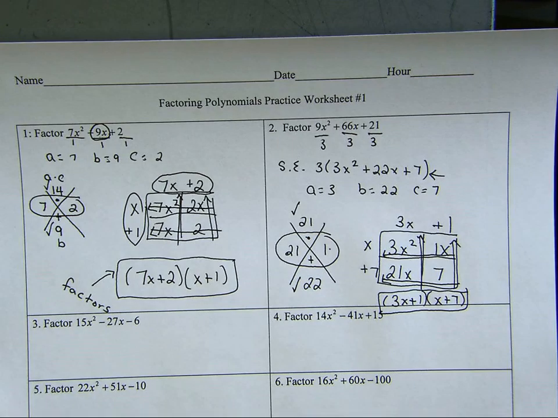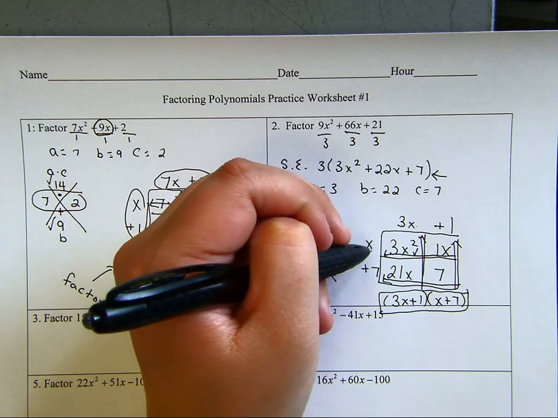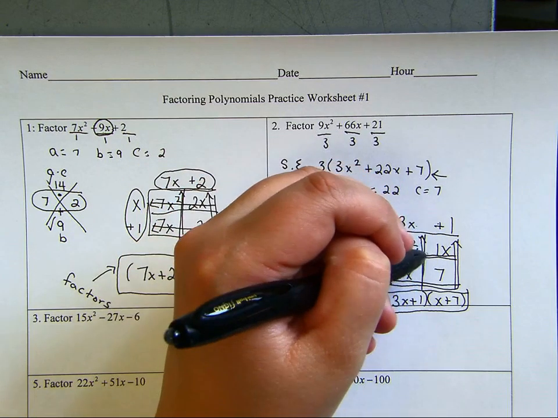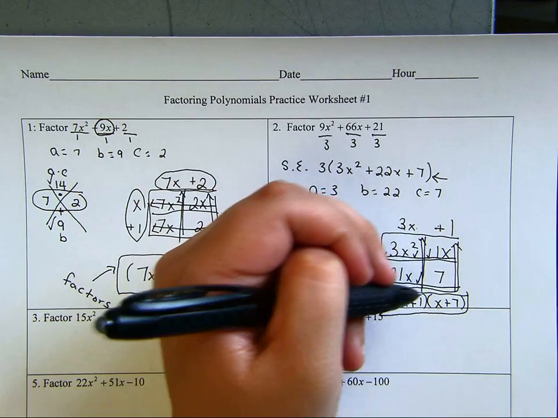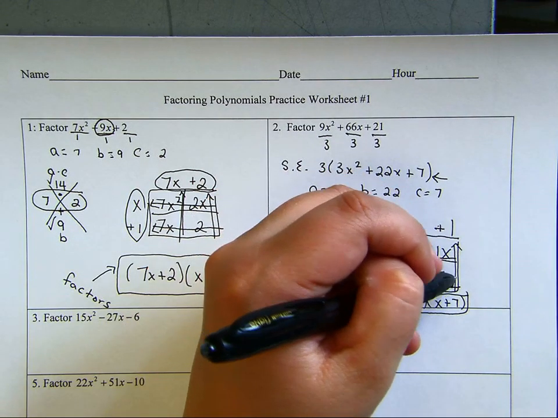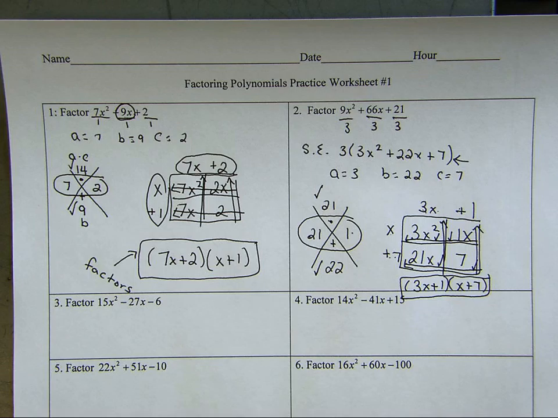Now it does not matter what order your answers are in. It could be the quantity x plus 7 times the quantity 3x plus 1, or the way that I have it written. Please remember that you can always double check. X times 3x, yes, it gets me back to 3x squared. X times 1, yes, it gets me back to 1x. 7 times 3x gets me back to 21x, and 7 times 1 gets me back to 7. So that's how you can self-check when you factor a trinomial.